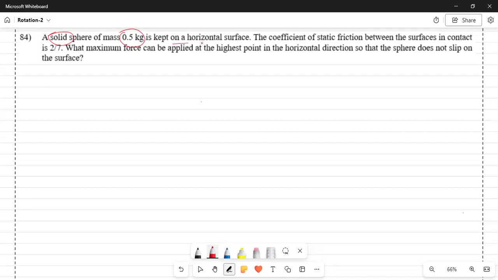The sphere is kept on a horizontal surface. So actually there is a solid sphere kept on a horizontal surface. The coefficient of static friction between the surface and the contact is 2 by 7. So mu is equal to 2 by 7.